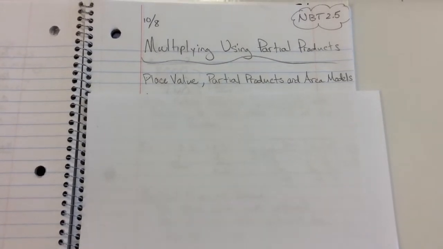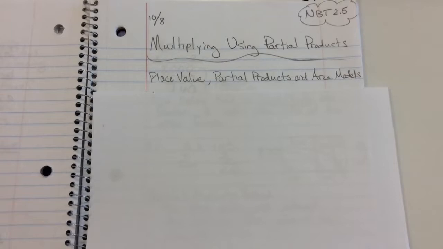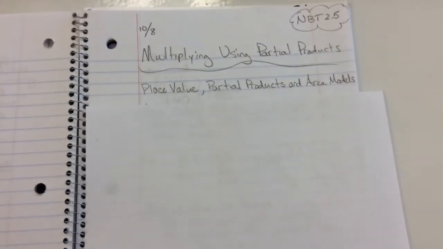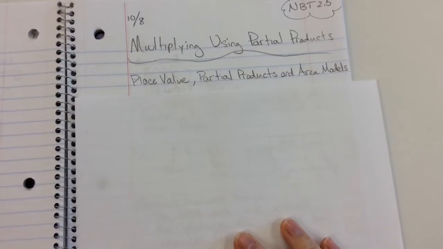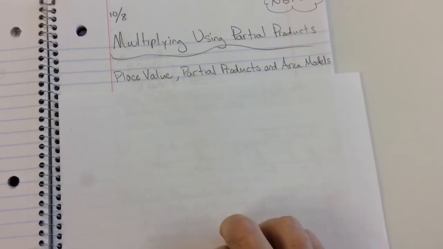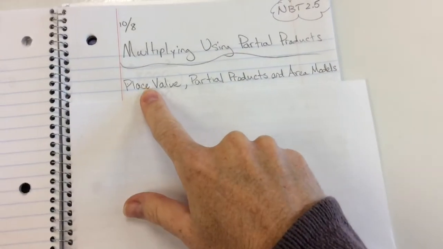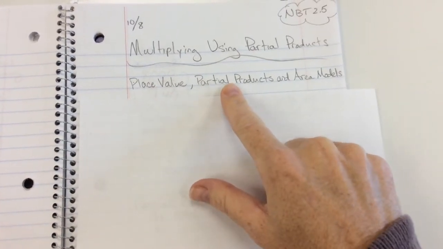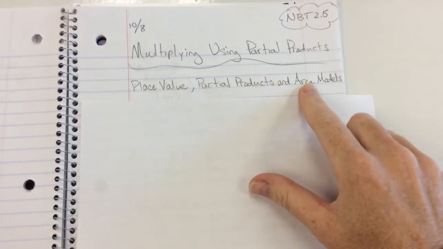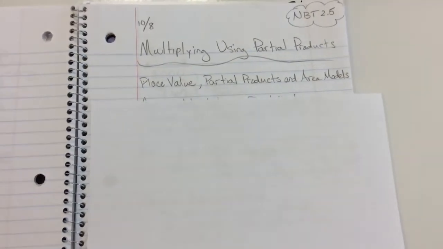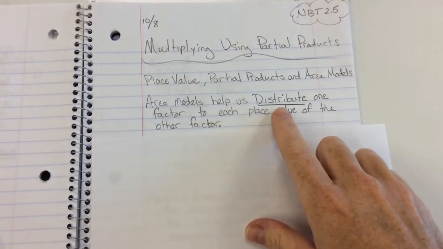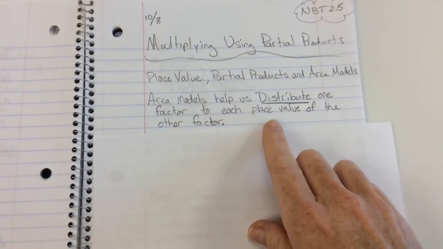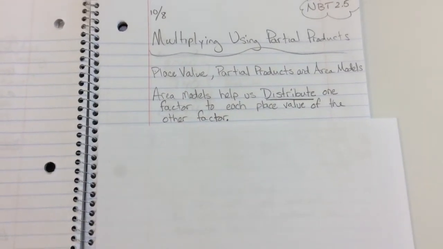Tonight's video is about multiplying using partial products. We're getting closer and closer to doing multiplication the way your parents and I learned how to do it. We've already learned how to use place value. We're adding in partial products and how it relates to the area models we just did last night. An area model from last night helps us to distribute one factor to each place value of the other factor.